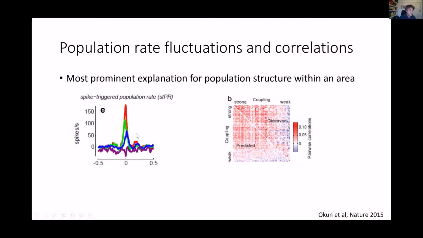So different cells have different relationships to the population rate. Some of them are positively correlated with population rate. Some are non-correlated. Some are even slightly negatively correlated. Of course, on average, they have to be positively correlated because that's the definition of the population rate. But that doesn't mean some of them can't be negatively correlated.